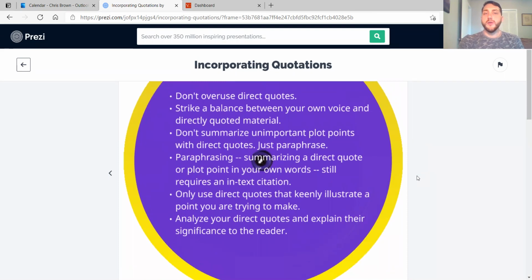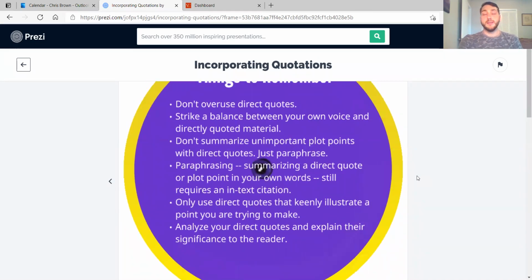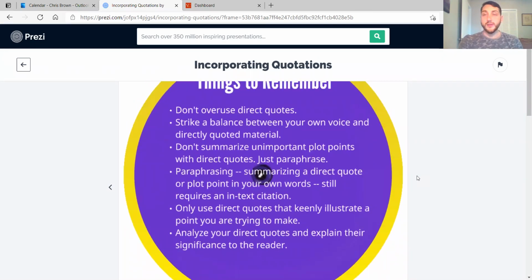So only use direct quotes that keenly illustrate a point you're trying to make. So again, make sure that there's some connection between your thesis statement, the topic statement of the paragraph you're in, and the quote you're using, and never end a paragraph on a quotation mark. Always analyze it and connect it back to your thesis statement before moving on.